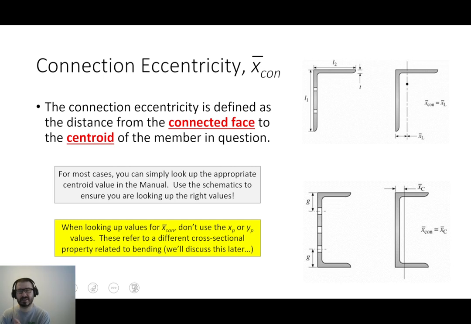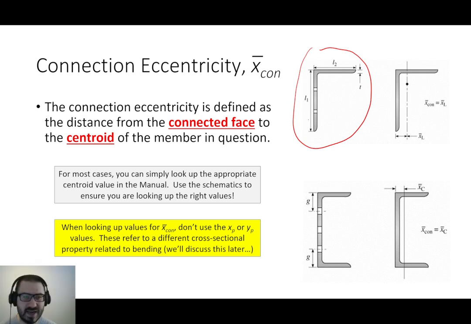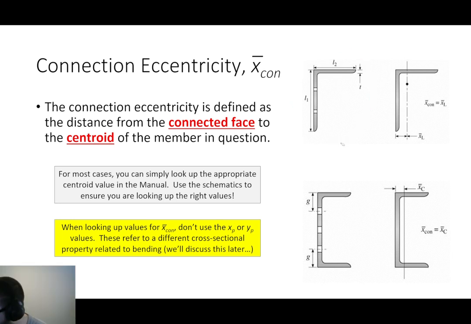So to explain case 2, I want to make sure that we're understanding what's going on with each of these terms. Case 2 says that the shear lag factor is 1 minus x bar over L. X bar is the connection eccentricity. The way that that's defined is the distance from the connection or the connected face to the centroid of the member in question. So for example, if I'm looking at this connection scenario right here, I have an angle. One of the legs is connected, but the other is not. Again, that applies to case 2 because some of the elements are connected by fasteners or welds.